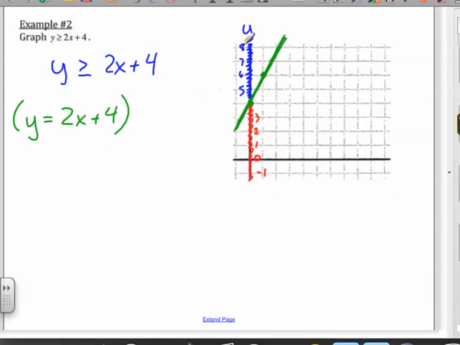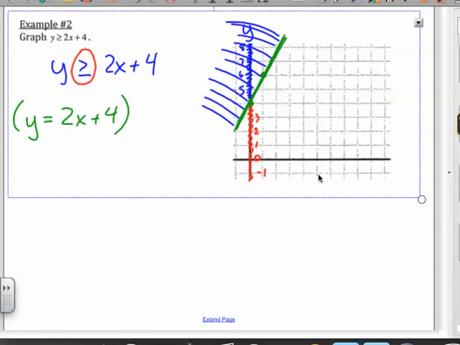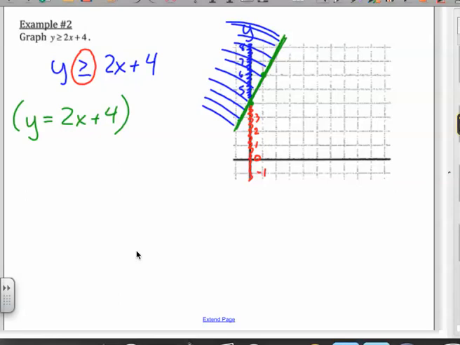Okay? Now, what I want to do is go back and look at my inequality, and this sign says the y is greater than that stuff. So I want to shade on the side of the line where the greater numbers are. And you can see the bigger numbers are on the blue side. Okay? The lesser numbers are on the red side. We don't want to shade that one. We would shade that one if it said y is less than or equal to.